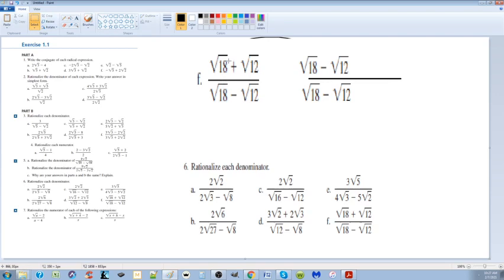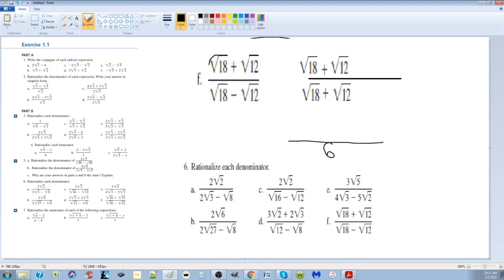So I'm going to steal this sign here. Use that sign. So the bottom becomes the square of the first number, 18, minus the square of the second number, 12. What's 18 minus 12? 6. So the bottom is just going to become 6.